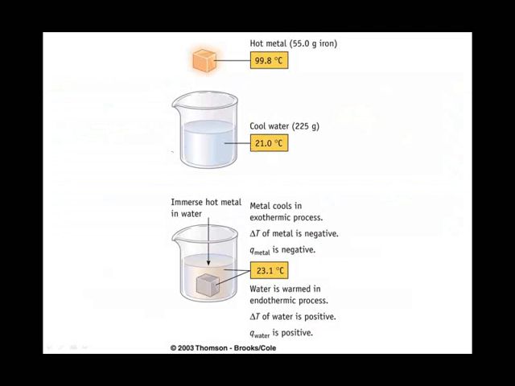So let's say I take this hot metal, heat it up to close to 100 degrees C. I put it in this water that's been sitting out at room temperature. I immerse it, causes the water to rise in temperature from 21 degrees to 23 degrees. Metal cools in this exothermic process. The change in temperature of the metal is negative, the change in temperature of the water is positive, right? So we can figure out how much energy was involved in making that change of the water, and that's going to be equal to the change in energy involved with the piece of metal.